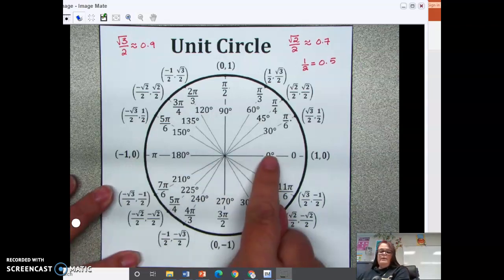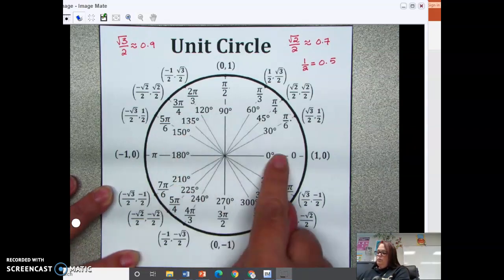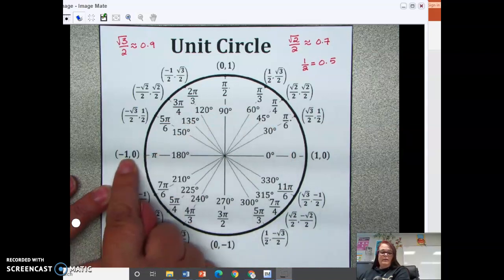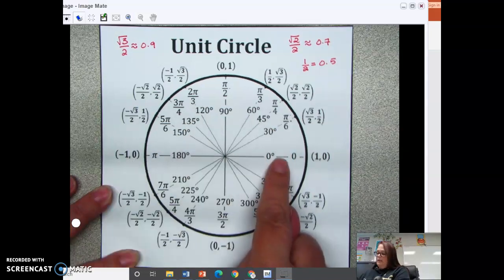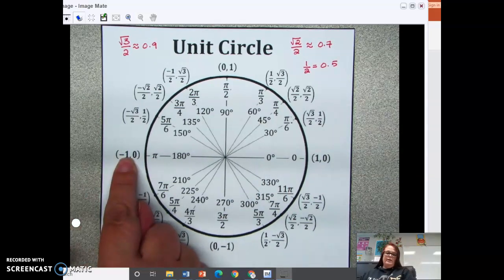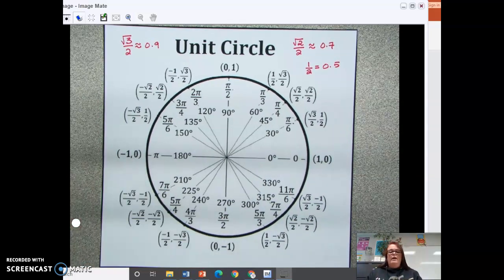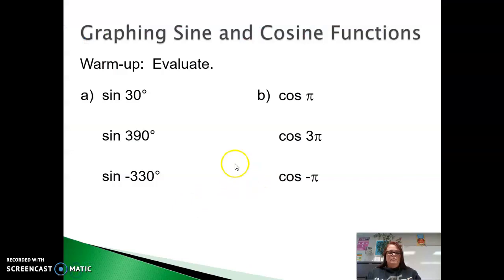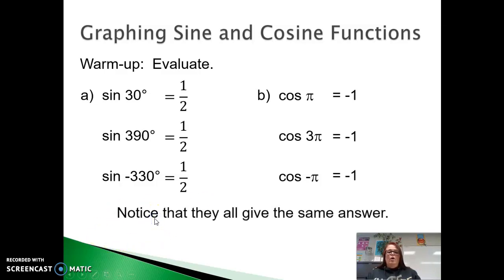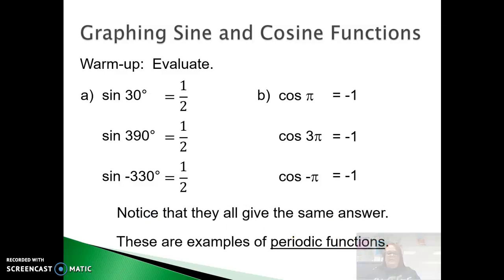Now, if we go around 3 pi, that means 1, 2, 3 pi, we end up back here at -1. Or if we go clockwise pi units, we still end up here at -1. So you'll notice each time we go around a full revolution and stop at pi, we're going to have that value of -1. So you'll see on here, cosine of pi is -1, cosine of 3 pi is also -1, and the cosine of negative pi is -1. And so all of them give the same answer, and that means that these are examples of periodic functions.